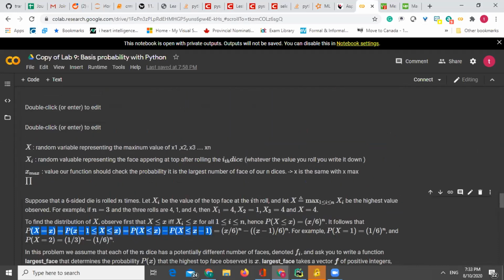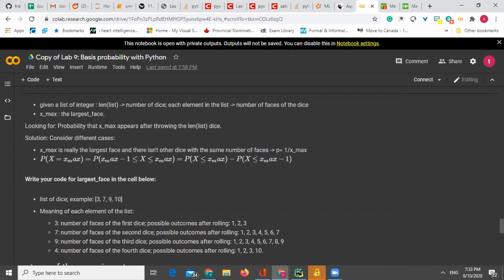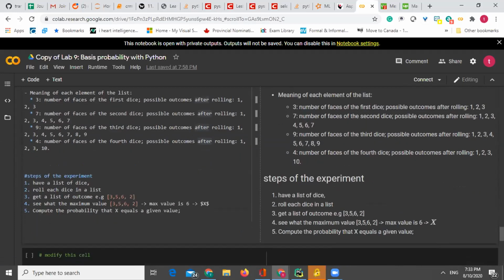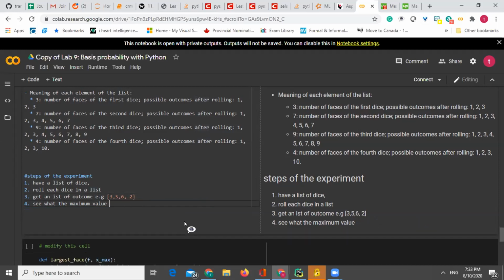I got what I'm supposed to do. I'm so glad I can finally move on with that. So basically, what I think I'll do now: I have a list of dice and I roll each die in the list, and I get an outcome. It's not a list of outcomes, but just an outcome.